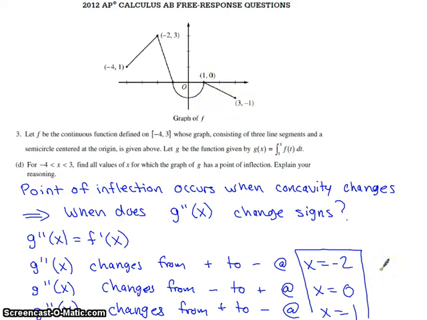So we have 3 points of inflection for this graph because the slope of the tangent line to f of x changes signs at those locations, and thus g double prime also changes signs in those locations.